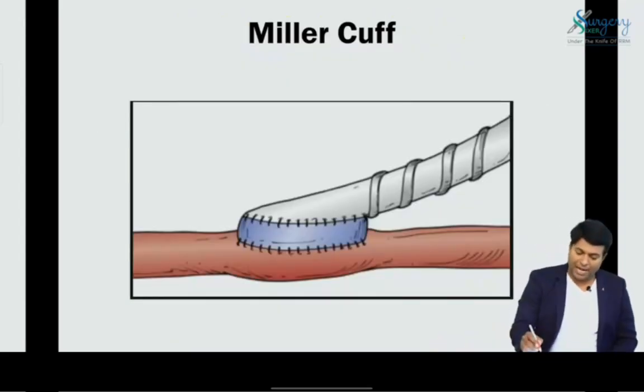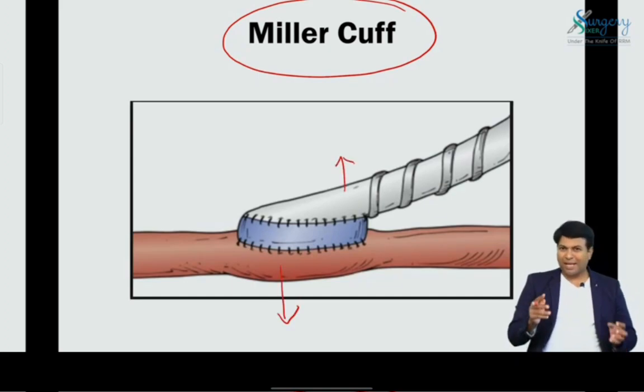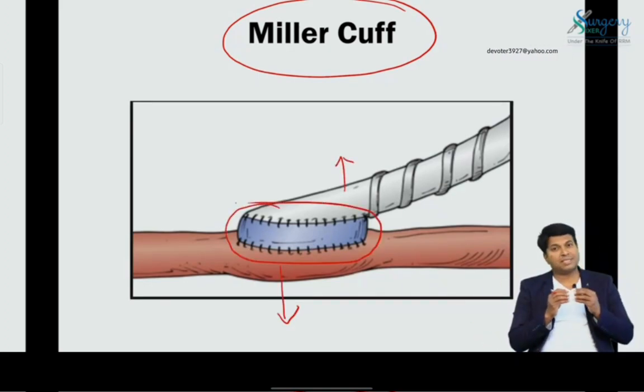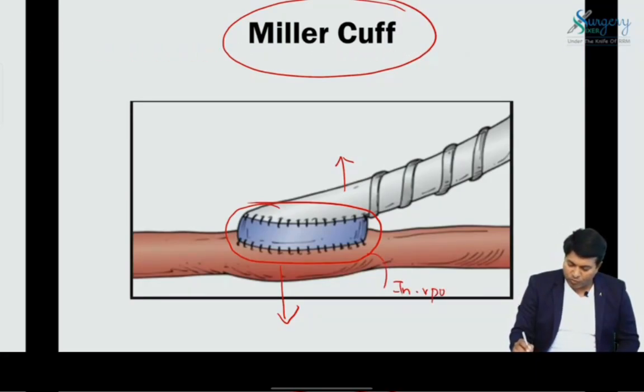So what is Miller cuff from William Dow? Please note this point. Miller cuff is a cuff between the artery and the prosthesis. Sometimes we don't anastomose the artery and prosthesis directly, because if you interpose a vein in between, the anastomotic stricture or stenosis will not happen. So interposition of veins is known as Miller cuff.